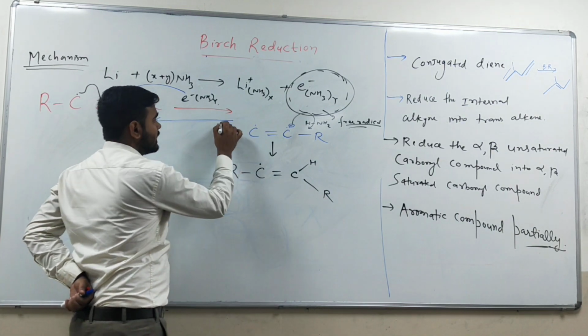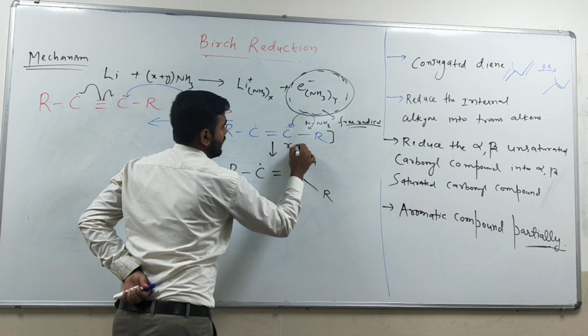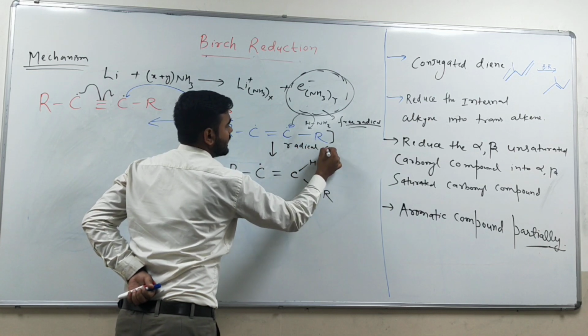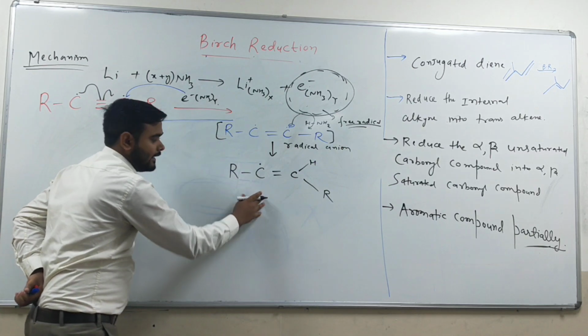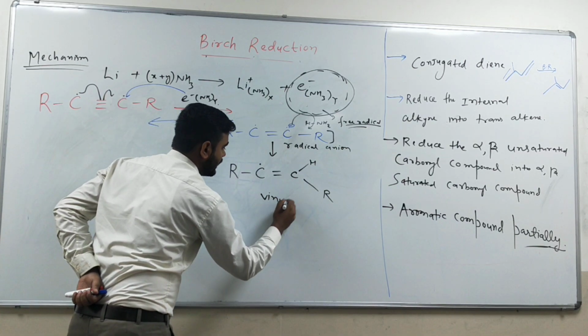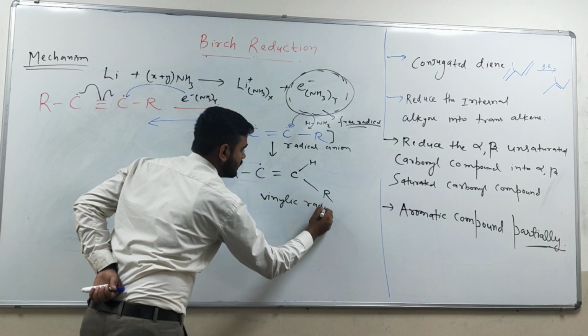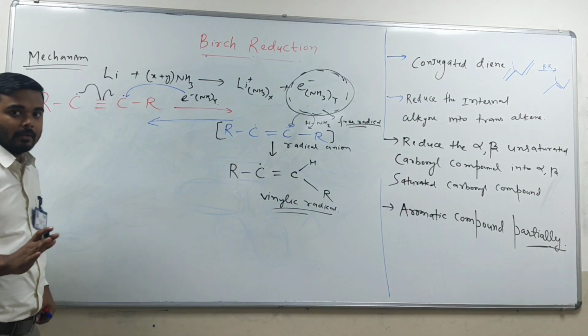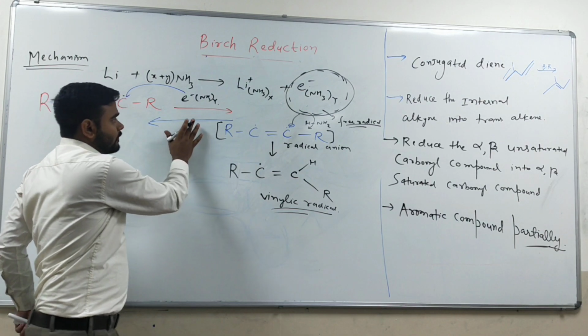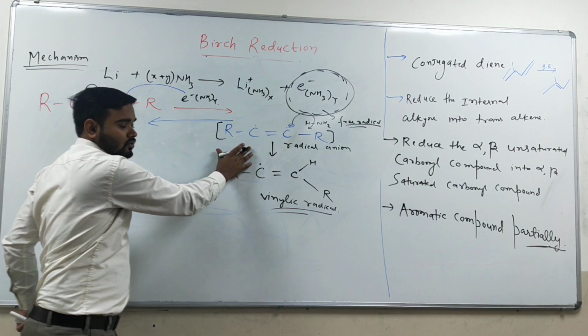This one was your radical anion. And right now you are seeing this one, this is your vinylic radical. And right now this is very feasible. As you can see, the first step was reversible, but this is not.